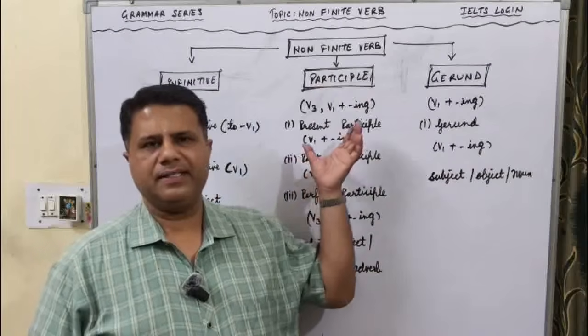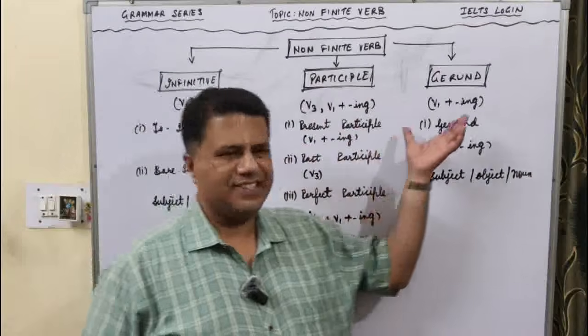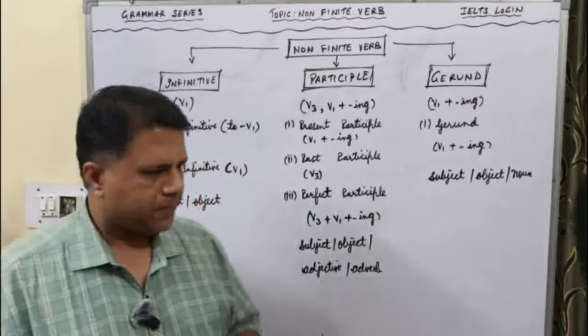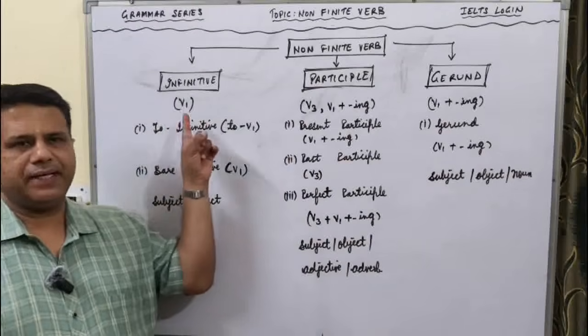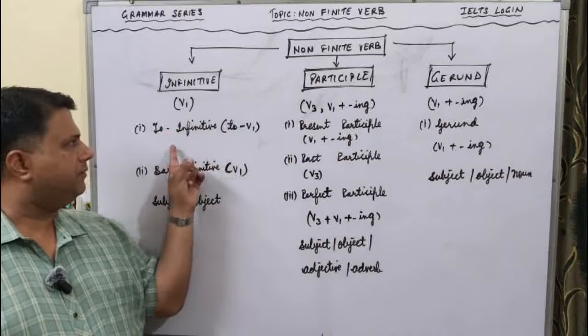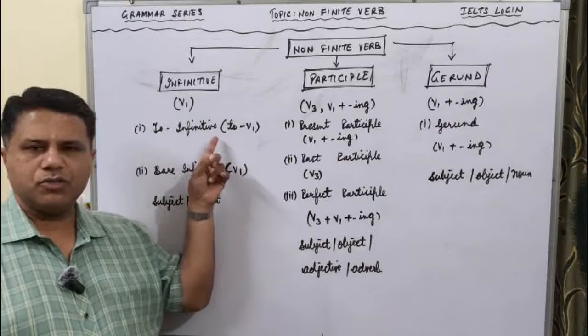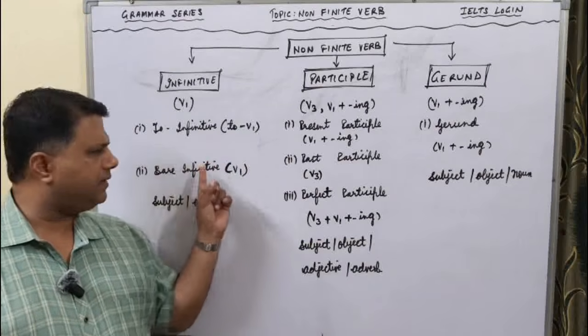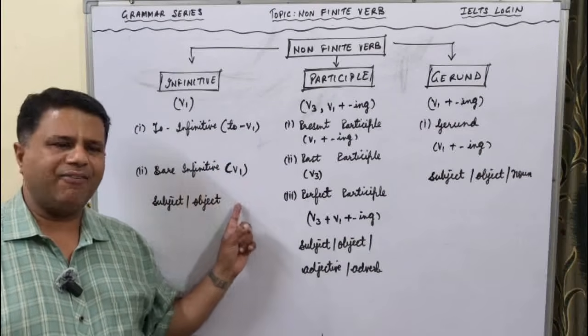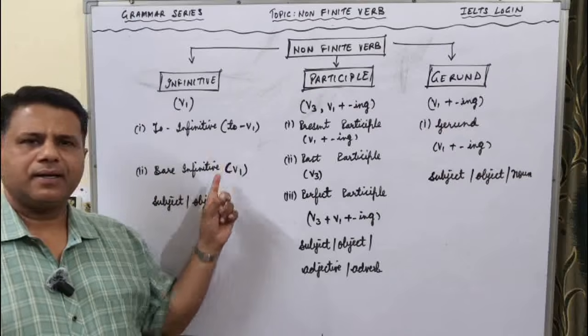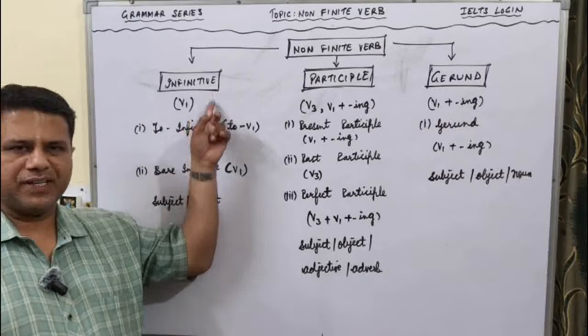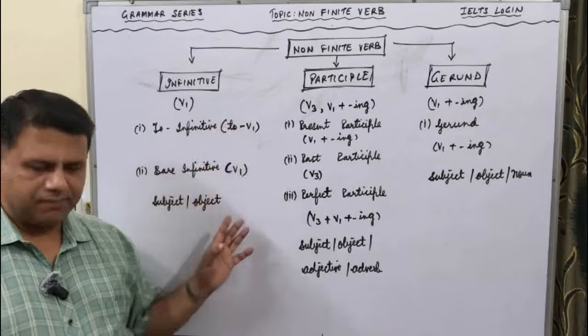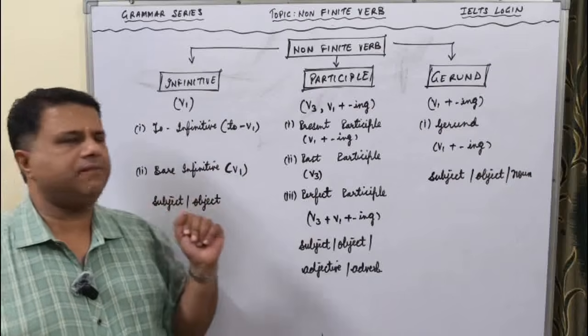In participle, it is used as an adjective. In gerund, it will be used as a noun. So the first type is infinitive. Infinitive means the first form of the verb. If it is used with to, it is called to infinitive. If it is used without to, it is called bare infinitive. So the first type is infinitive, and the subtypes are to infinitive and bare infinitive.